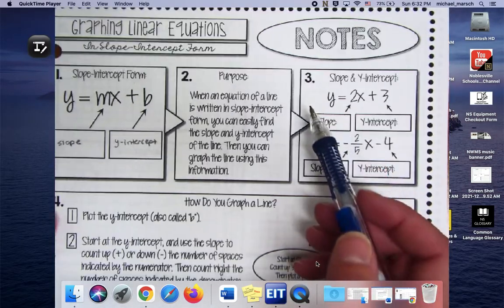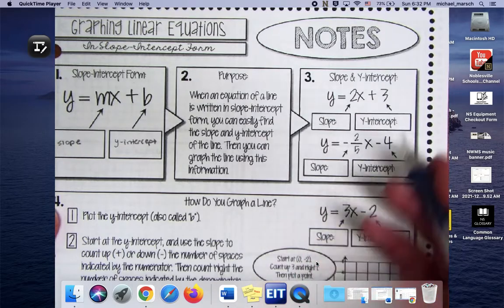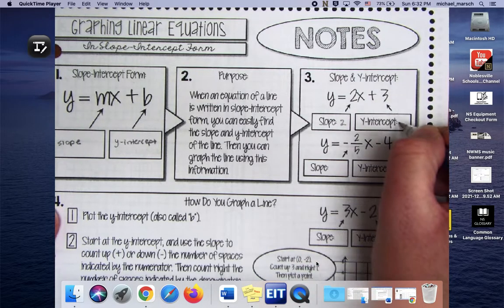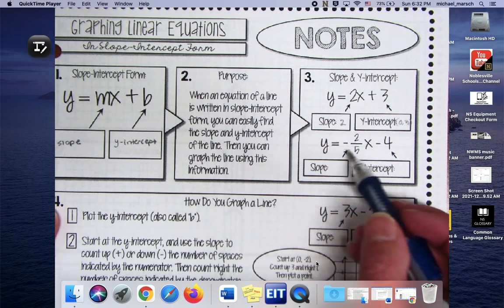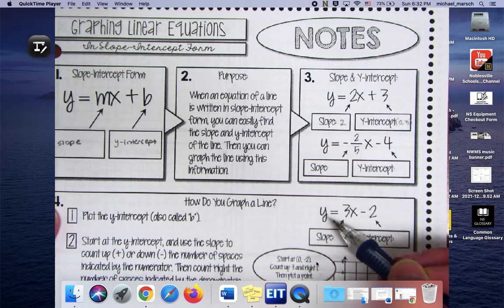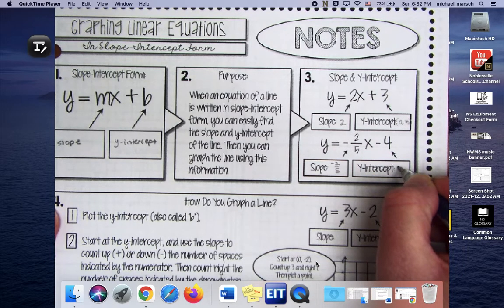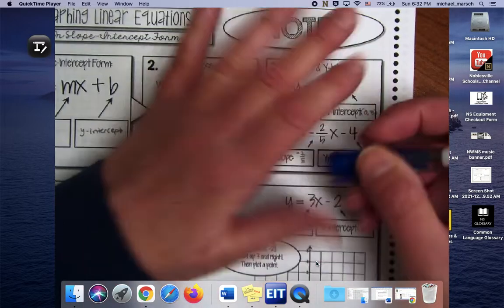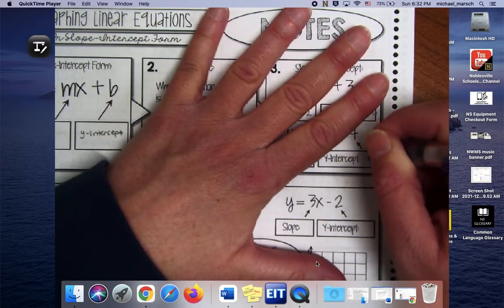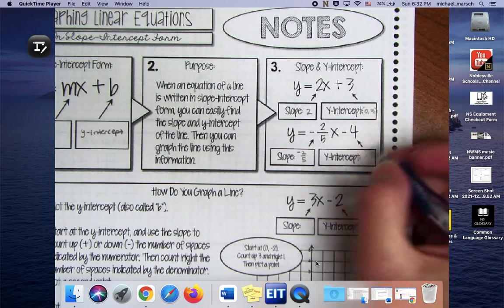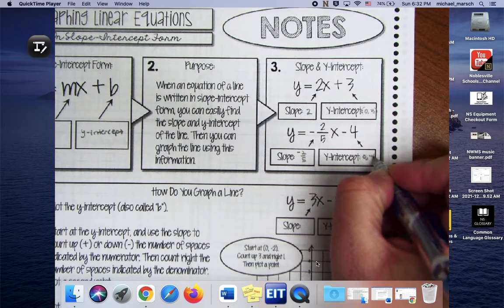So if we have y equals 2x plus 3, the slope is 2, and the y-intercept is (0, 3), right? If we had y equals negative 2/5 x minus 4, the slope would be negative 2/5, and our y-intercept would be (0, negative 4). I'm sorry, that's kind of hard to see there. They didn't give us a whole lot of space here, did they? I guess they didn't expect us to do it as an ordered pair, but we're going to.